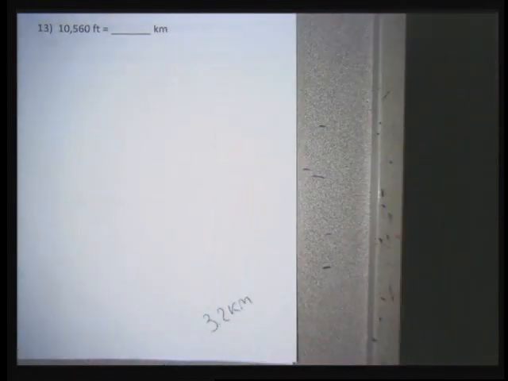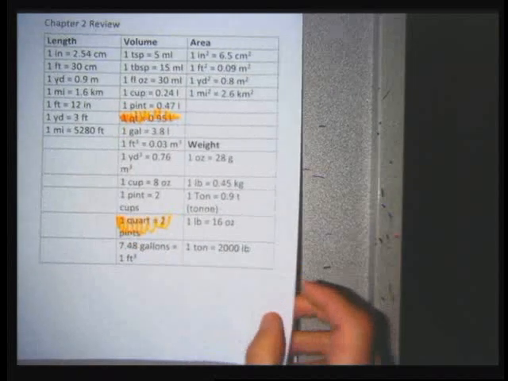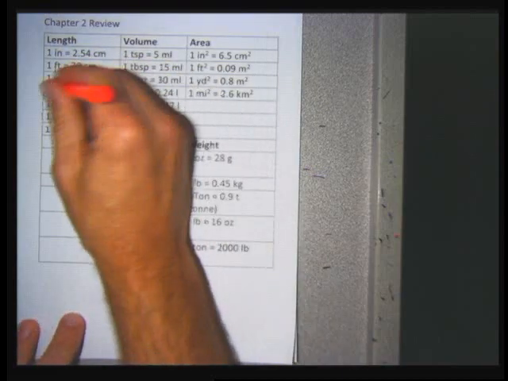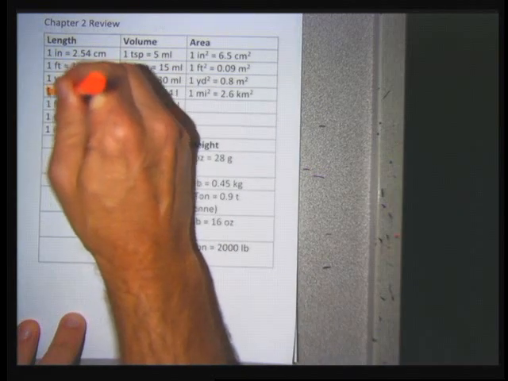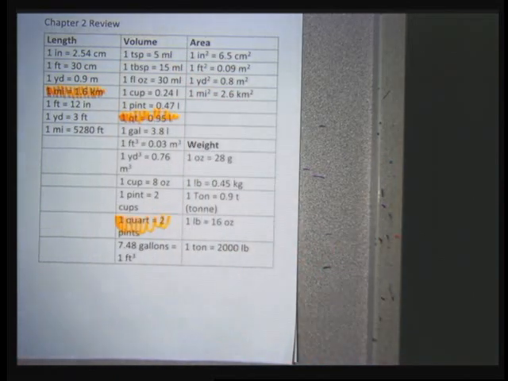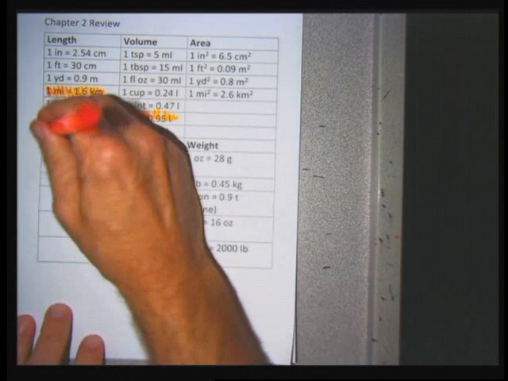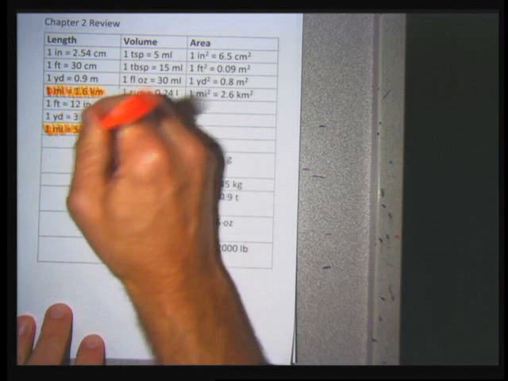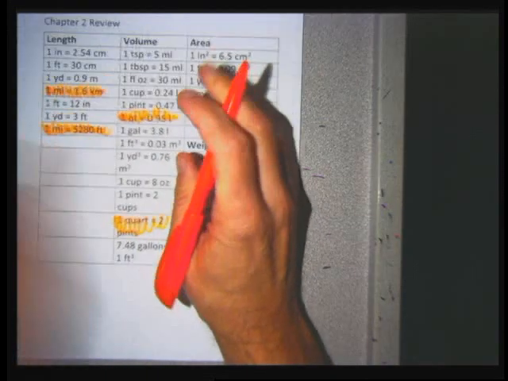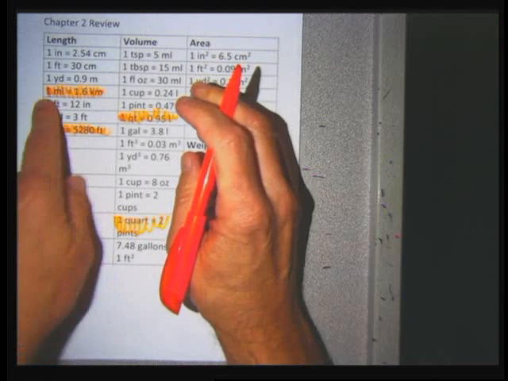Okay, 13 wants me to change from feet to kilometers, and as I look at this, there's our lengths. The only length that I see has kilometers to miles, so that's not going to be enough. I'm going to have to use 2 units here, and the first thing I'm going to do is get my feet to miles and then my miles to kilometers.